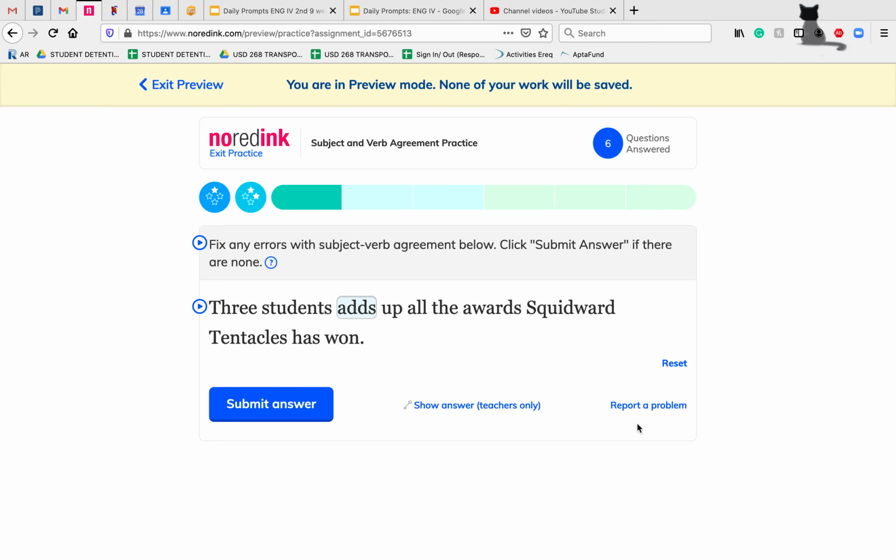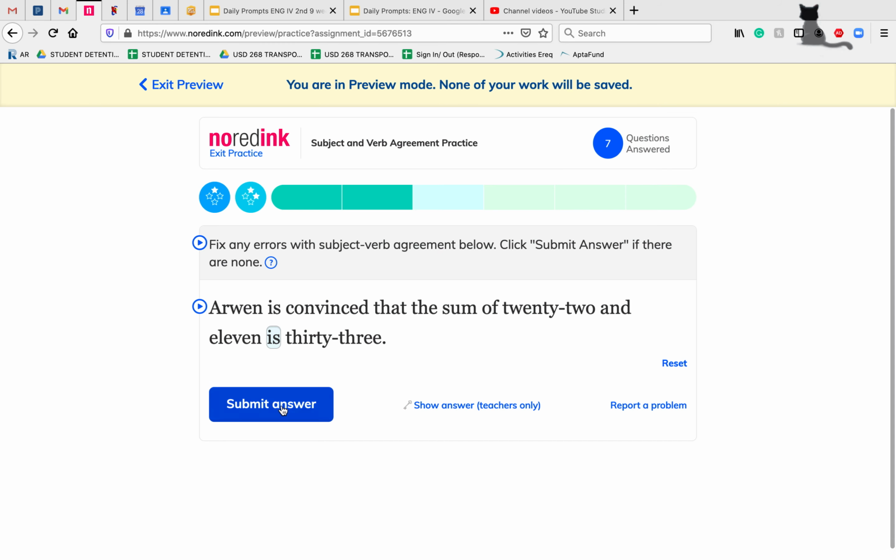So here we have, 3 students, which is plural, adds up all the awards Squidward Tentacle has won. So 3 students add up. So this is our plural verb matching our plural subject with 3 students. On that one, we're mainly looking at the number 3 and treating it as plural.